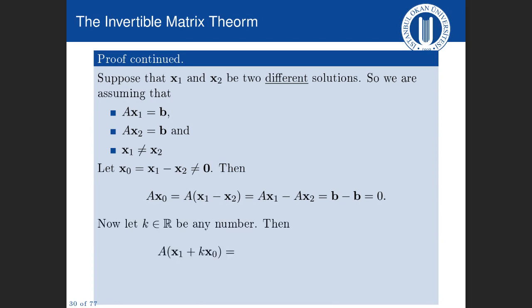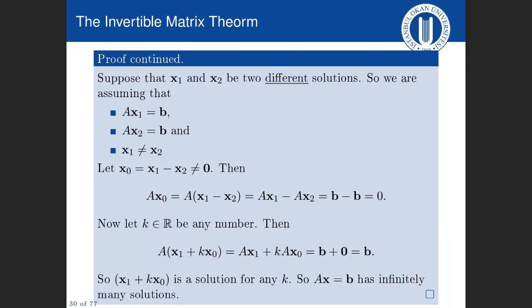Now, let k be any number. Then I want to calculate A of x1 plus kx0. That's Ax1, which we know is b, plus k times Ax0, but Ax0 is just the 0 vector. So we get b. That means that x1 plus kx0 is a solution of our linear system for any real number k. But then that means our linear system has infinitely many solutions, and we've finished the proof.